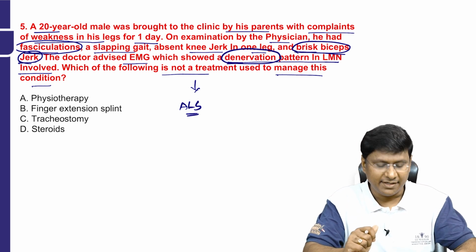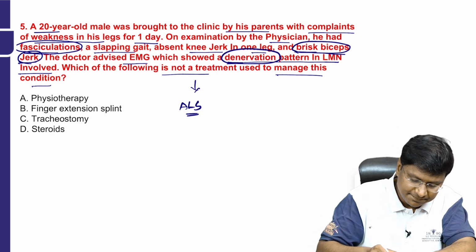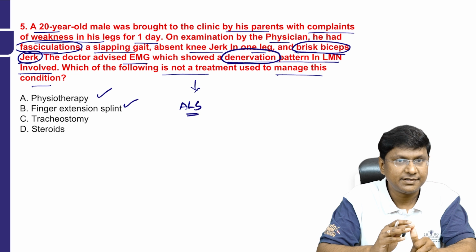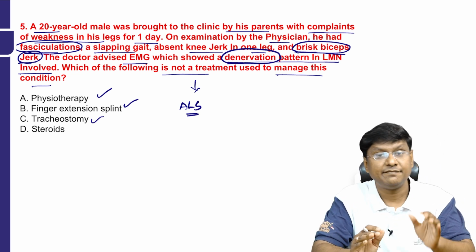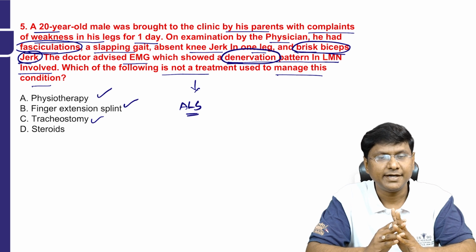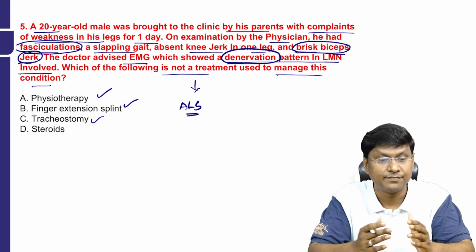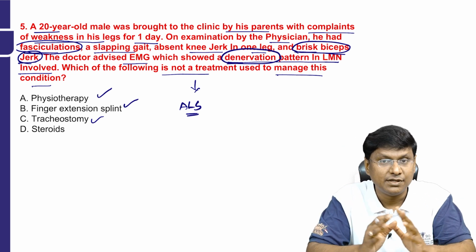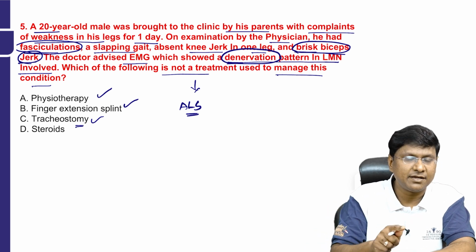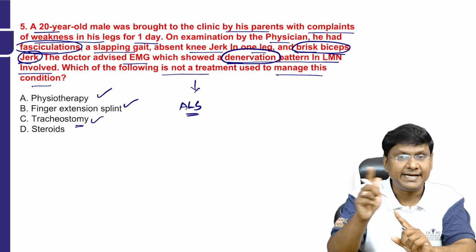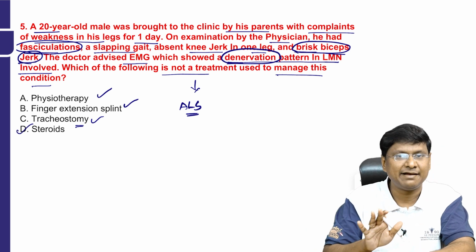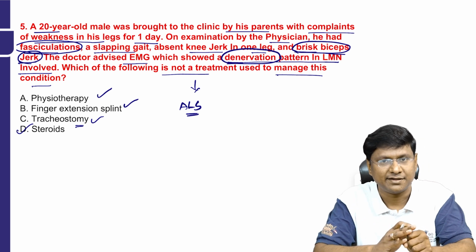Now, what is the treatment in case of amyotrophic lateral sclerosis? Physiotherapy is very much required, finger extension splint, and tracheostomy is required if the individual goes into a state of respiratory failure due to respiratory muscle paralysis. There the patient initially will require endotracheal intubation. Later he has to be switched to the tracheostomy. But steroids have no much role in the treatment of amyotrophic lateral sclerosis.